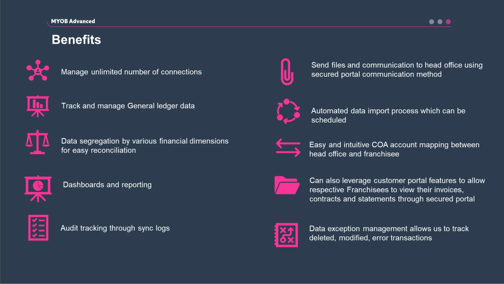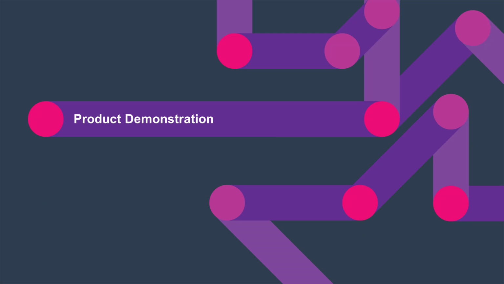The system also provides a log of all the synchronizing that's done between the franchisee and the franchisor for auditing purposes. It also provides ways to manage different exceptions from the transactions it receives from the franchisee. So if it's been deleted or modified, or there are errors in the transaction from the franchisee side, there are ways to manage that when it appears on the franchisor system. Now that we've discussed the different benefits, let's go into the system and see it in action.